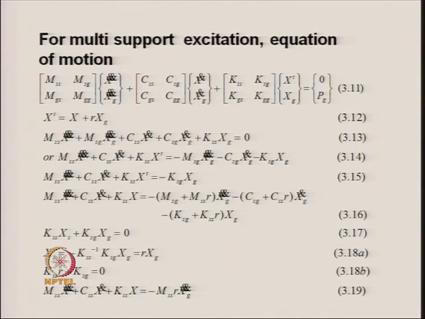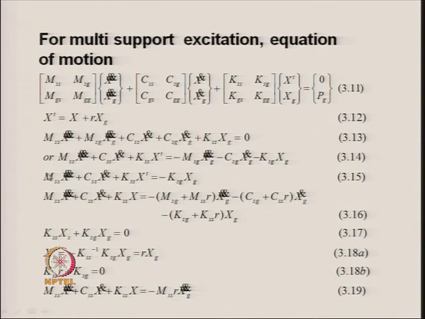And once we substitute this, this gives an equation in which we have MSS into x double dot t plus MSG into x double dot g plus CSS into x dot t plus CSG into x dot g plus KSS into xt plus KSG into xg. So, this term was somehow missed out over here, it should be present.